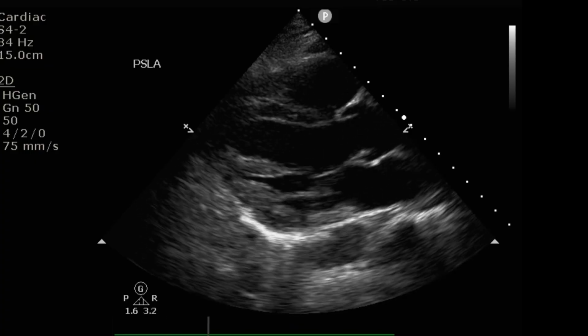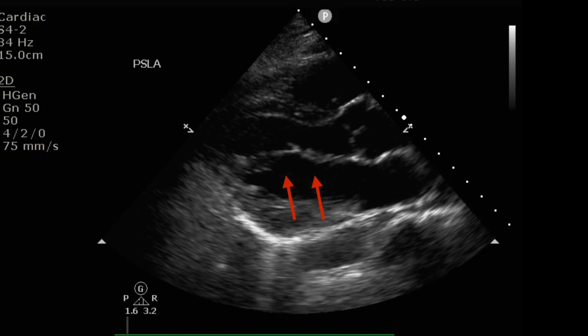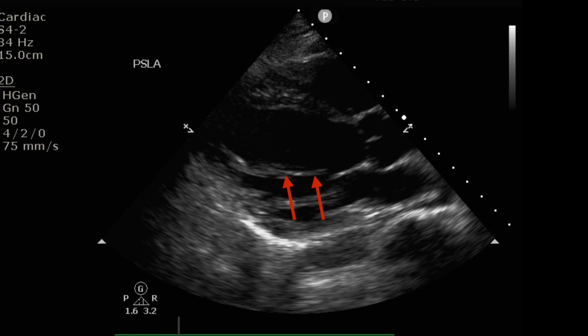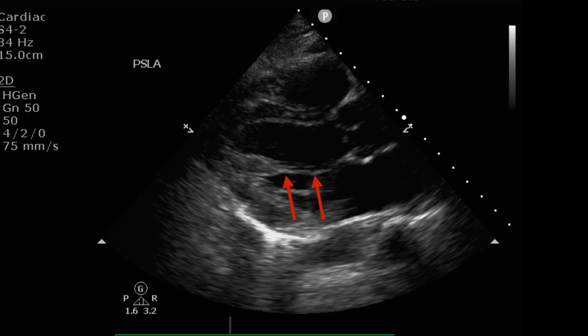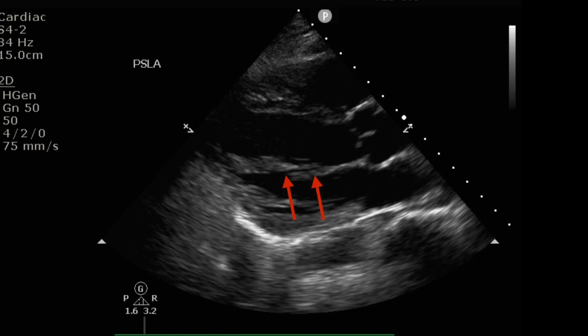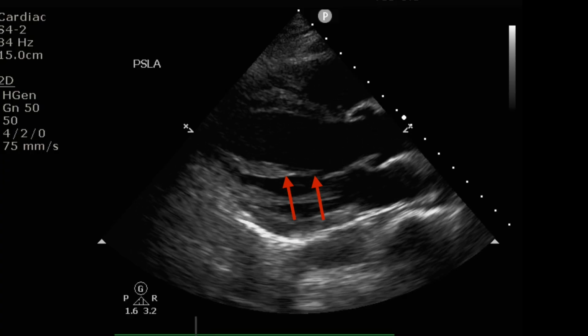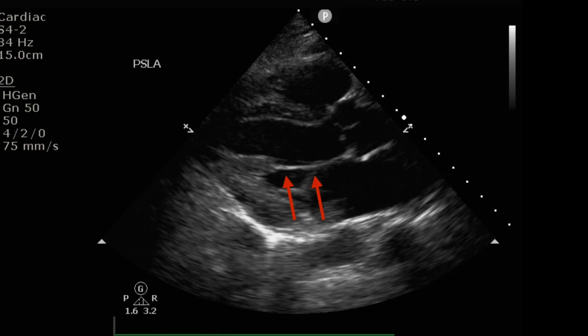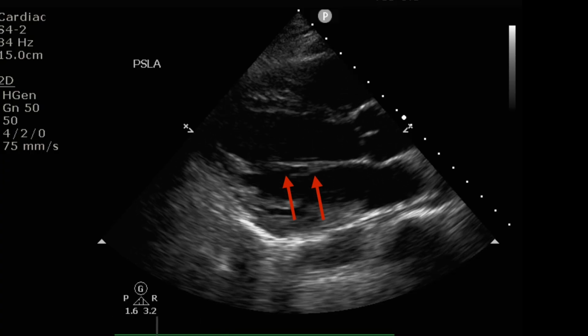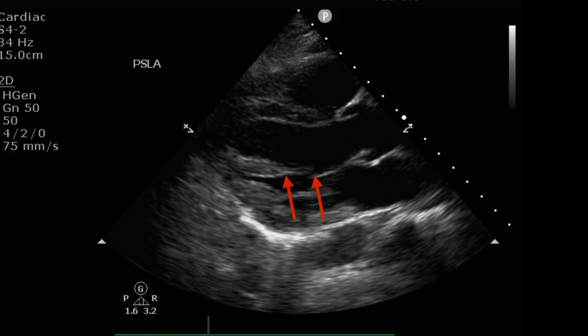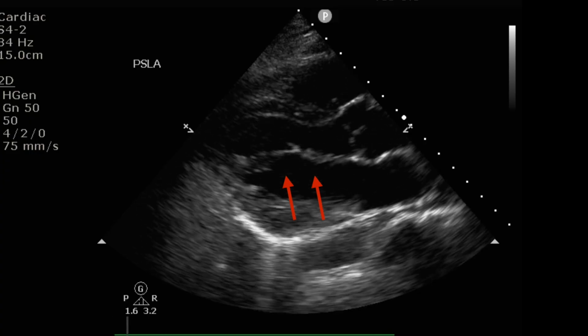And so let's talk a little bit about that measurement that we're going to get. The landmarks we're looking for here are 2 things. Number 1, the mitral valve leaflet tip, and number 2, the tip of the papillary muscle. So we can see that in this window here. You can see that mitral valve leaflet tip tethered to the papillary muscle via the chordae tendineae, between those 2 arrows.